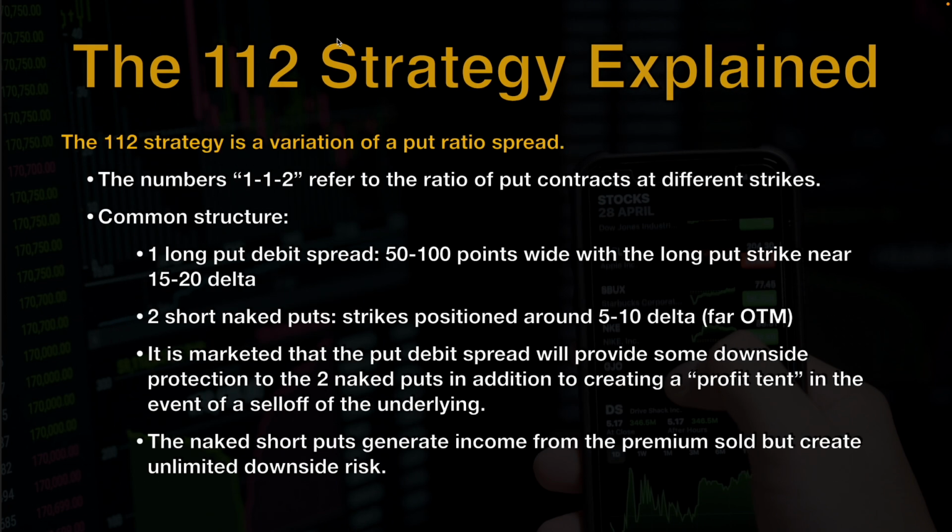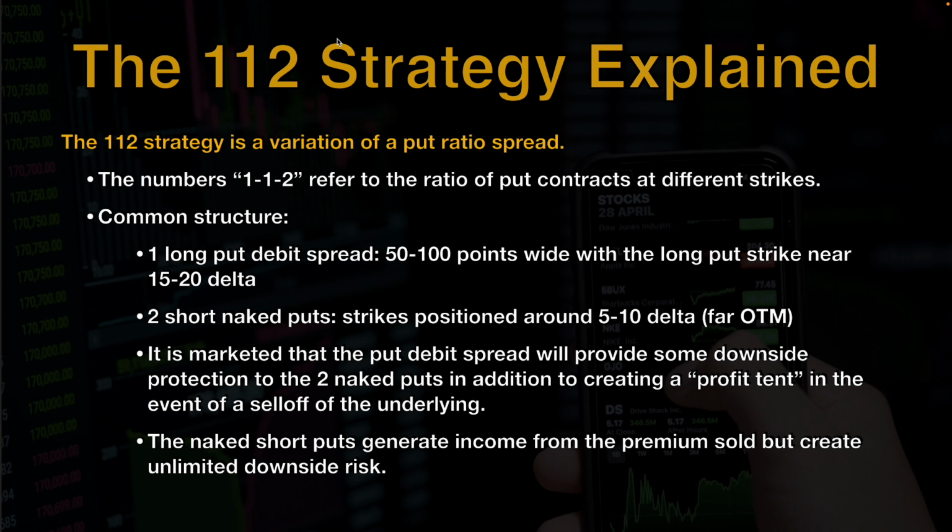So the 112 strategy is a variation of a put ratio spread. The numbers 112 refer to the ratio of put contracts at different strikes. The common structure includes one long put debit spread that is often suggested to be 50 to 100 points wide, with the long put strike near the 15 to 20 delta. And this is coupled with two short naked puts, with the strikes positioned around 5 to 10 delta, which makes them relatively far out of the money.